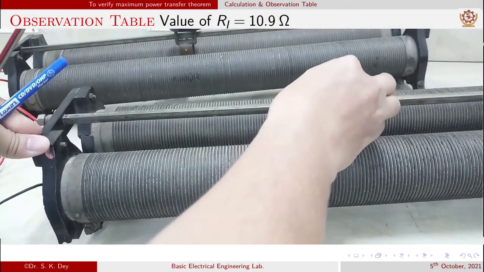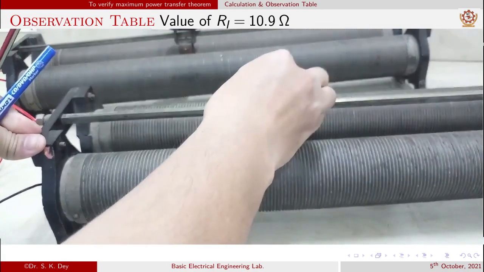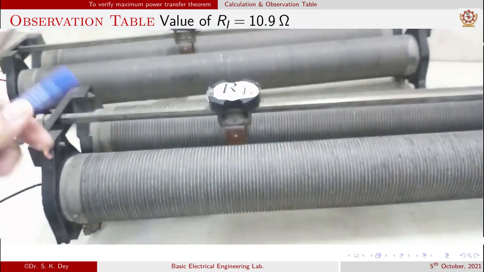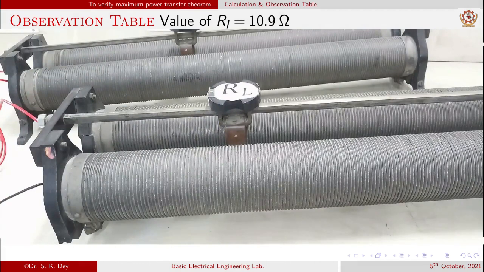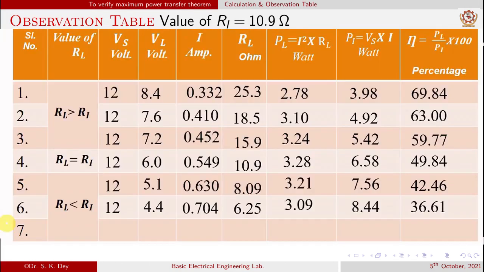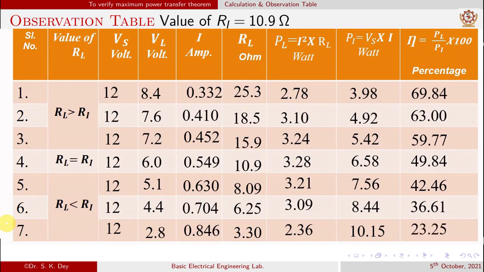Similarly, we will vary this load resistance again, and here you can see the load resistance RL value is less than the internal resistance. So in our seventh observation, Vs is 12 volt, VL is 2.8 volt, current is 0.846 ampere, RL value is 3.30 ohm, PL is 2.36, PI input power is 10.15 watt, then efficiency is 23.25%.